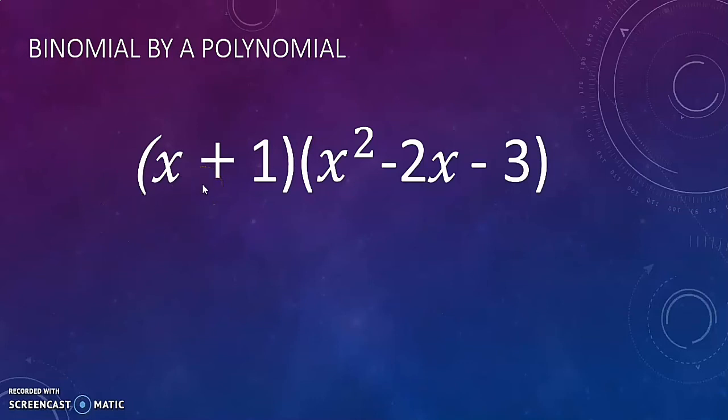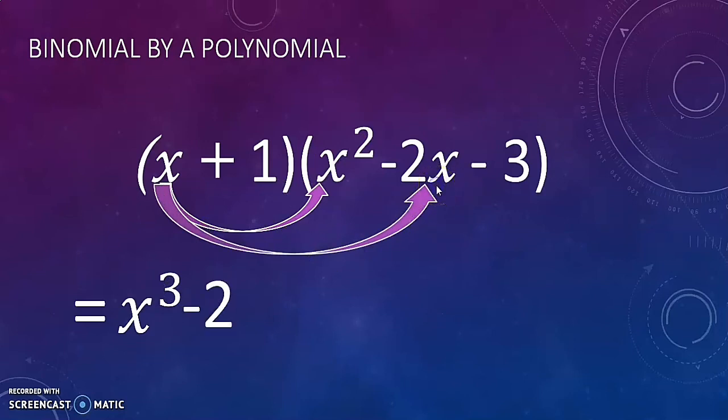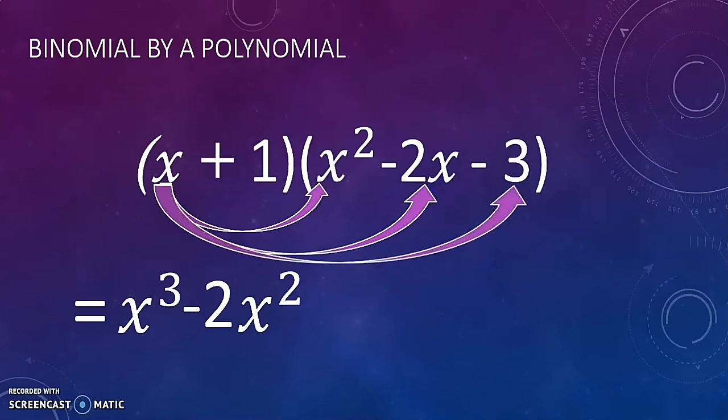Okay, what about this one? Binomial times trinomial. So we will distribute x 3 times because we have 3 terms in the second quantity. And then next, 1 3 times because we have 3 terms in the second quantity. Let's proceed. So, x times the first term, we have x cubed. 1 plus 2 equals 3. Next, x times negative 2x equals negative 2x squared. Then, x times negative 3, we have negative 3x.